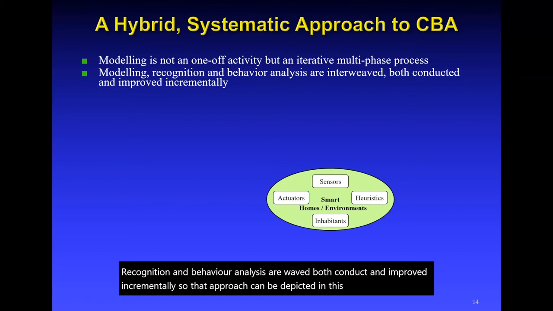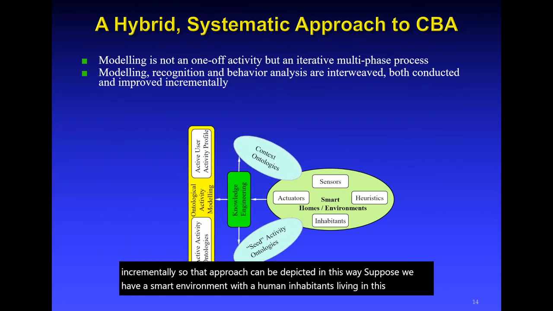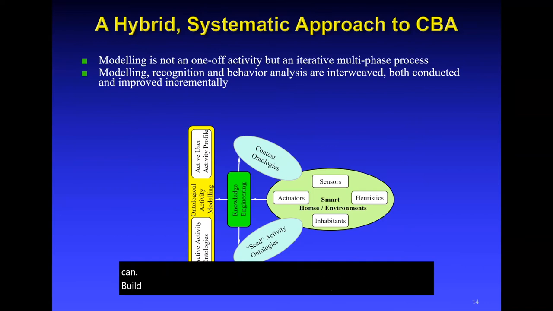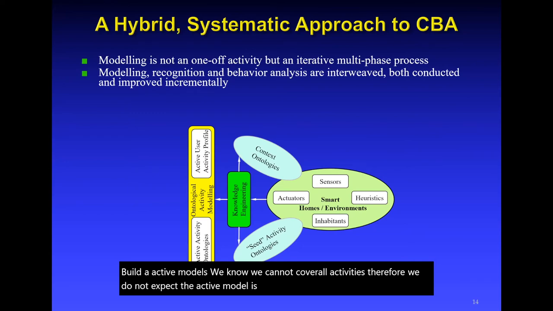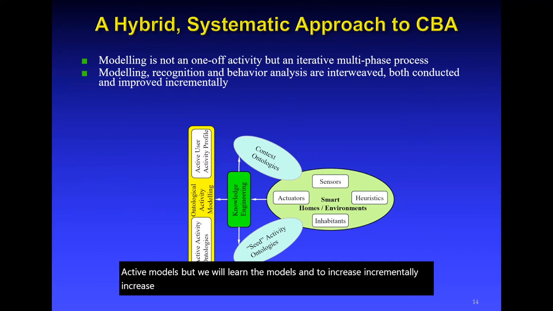So the approach can be depicted in this way. Suppose we have a smart environment with a human inhabitant living in this environment. We first apply a knowledge-driven approach, a kind of knowledge engineering. We can build activity models. We know we cannot cover all activities. Therefore, we do not expect the activity model to be complete. But it doesn't matter. We know it's incomplete. Therefore, we call it a seed activity model, and we will learn the models to incrementally increase it. So that is the first stage.